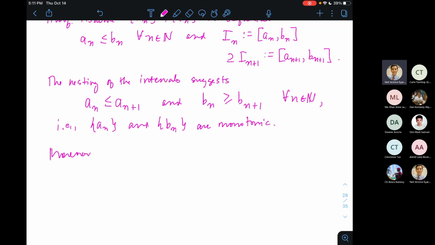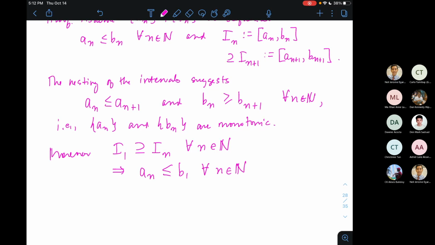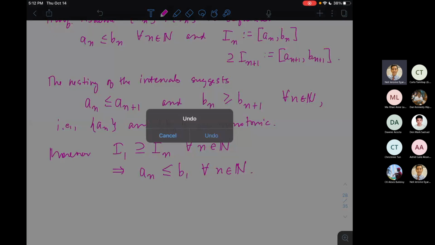Moreover, I can say that, same property, dapat ang I_1 ay superset ng I_n for all n in N. So that means ang A_n dapat less than or equal kay B_1 for all n in N. Agree? Bakit dapat totoo to? Ang A_n dapat mas maliit or equal kay B_1. Agree ba kayo dyan?